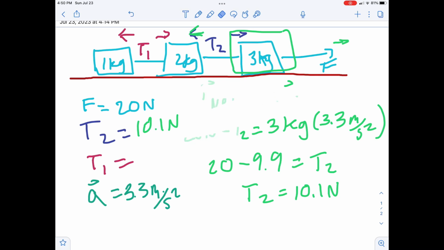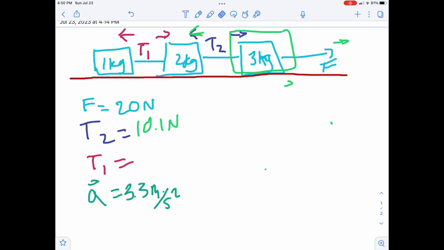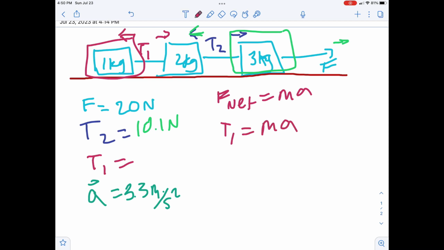Great, so now all we have left to do is to solve for tension 1. To solve for tension 1, I'm going to isolate block 1. Starting with Newton's second law, we know that net force is going to be equal to mass times acceleration. What's nice about block 1 is the only force acting on it that's causing it to move is tension 1. So I can just say that tension 1 is equal to mass times acceleration. I know that mass is equal to 1 and acceleration is equal to 3.3. So then I can say that tension 1 is equal to 3.3 newtons.